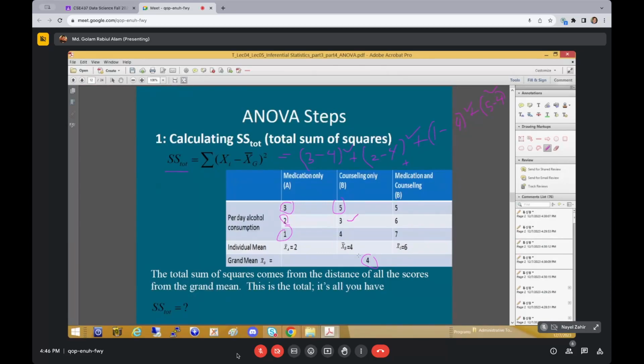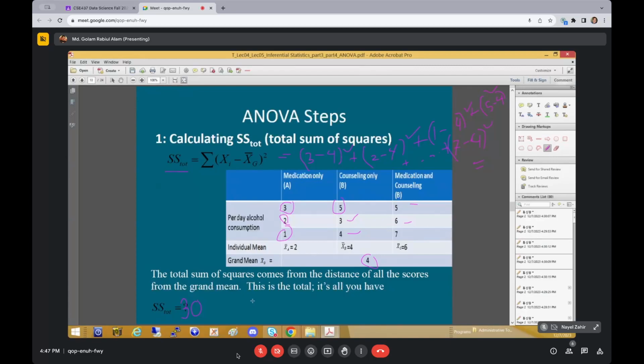Similarly, for 3 minus 4 and 4 minus 4, 5 minus 4, 6 minus 4, lastly you can say in this way, we have to add 7 minus 4 squared. So this will be our total sum of squares. In this case you will get the total sum of squares equal to 30. Okay, so in this way you will get the 30.